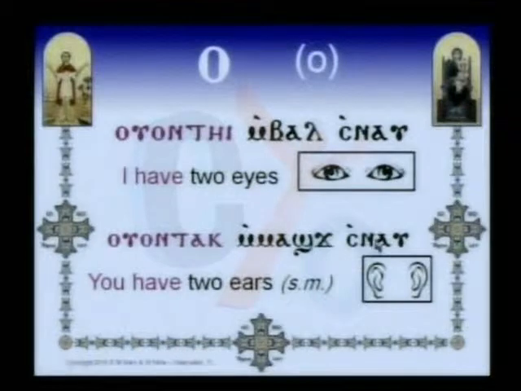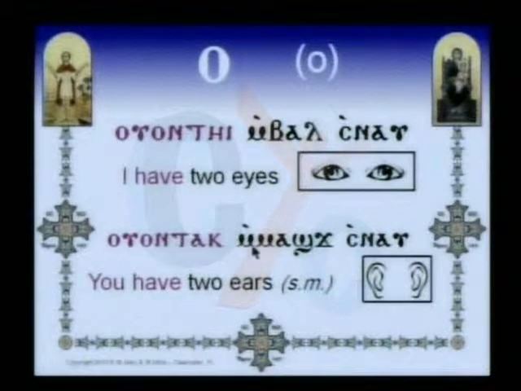Here we have some examples of the Isnav also, like when I say I have 2 eyes, O1T and Val Isnav. See, Isnav followed the name here. So O1T and Val Isnav means I have 2 eyes. O1Tak, I'm talking to someone, I'm telling him you have 2 ears. O1Tak and Mashk Isnav. Also Isnav follows the Mashk. So one more time, I have 2 eyes would be O1T and Val Isnav. Here you have 2 ears, O1Tak and Mashk Isnav.